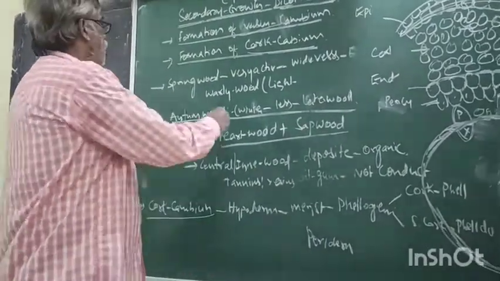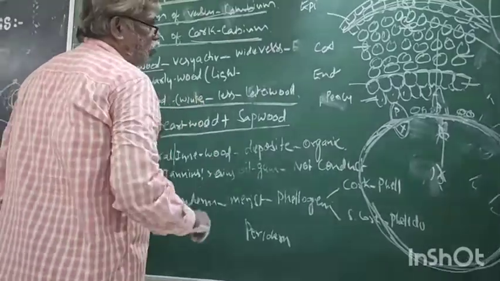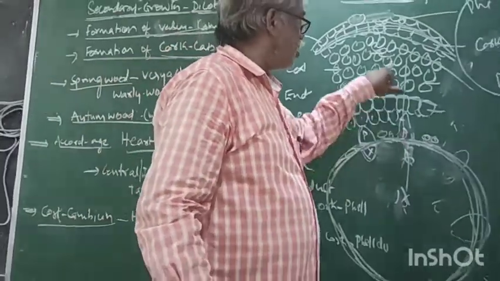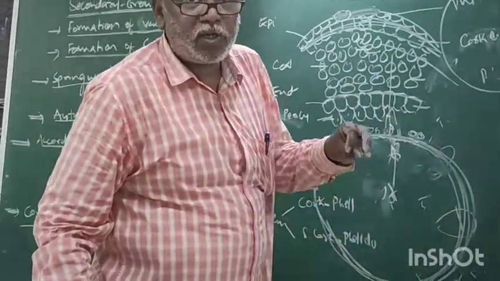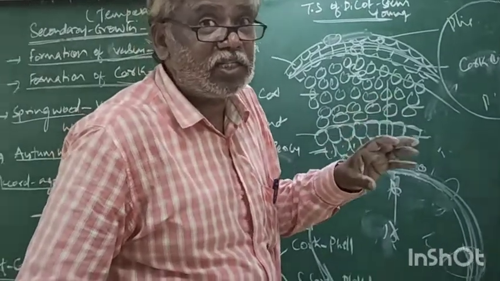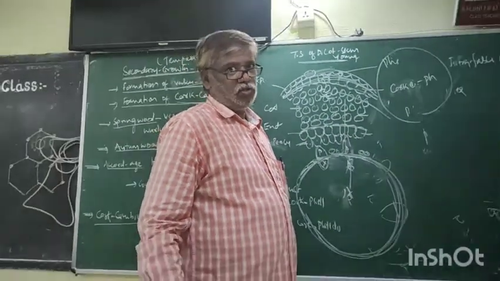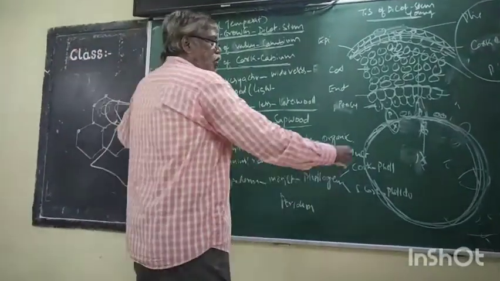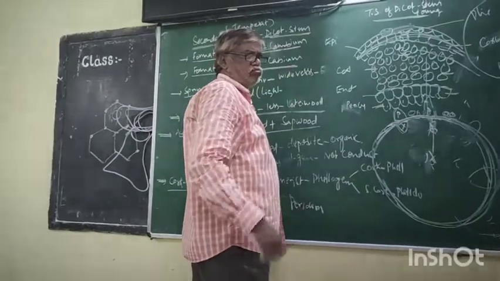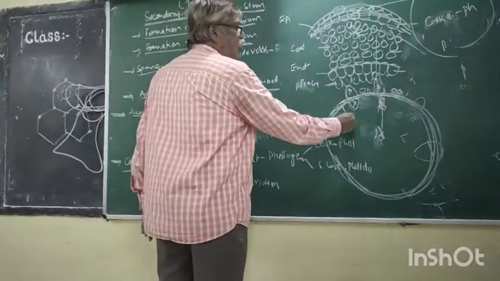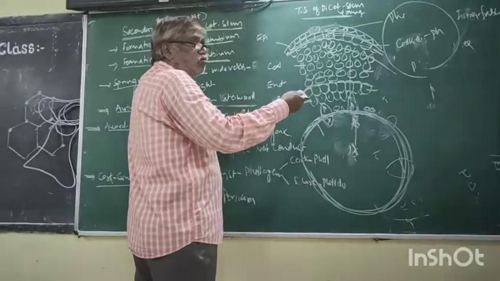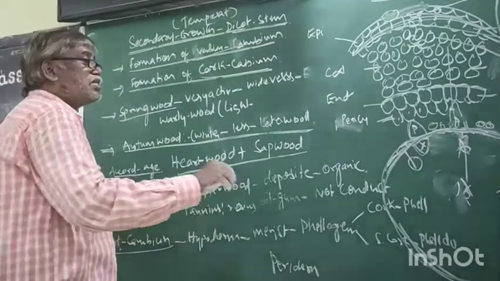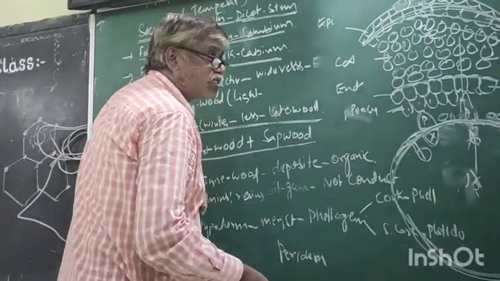Now come to the springwood. This is about the formation, but the activity of vascular cambium and cork cambium depends on physiological activities and external factors. During the spring season, this vascular cambium is very active. Due to this, the secondary xylem formed during the spring season is more and has less lumen.